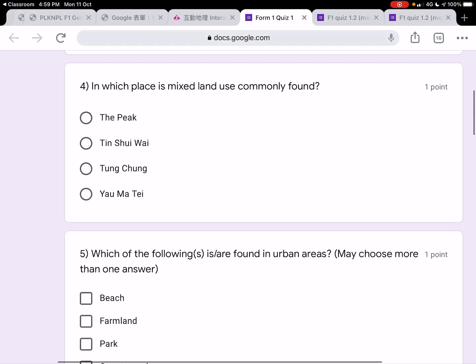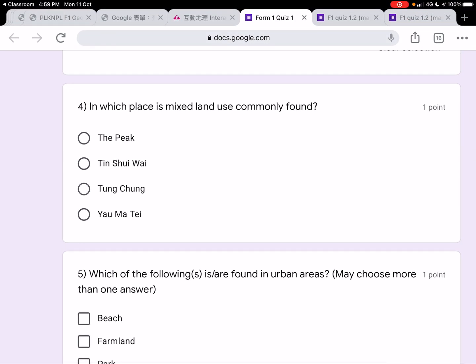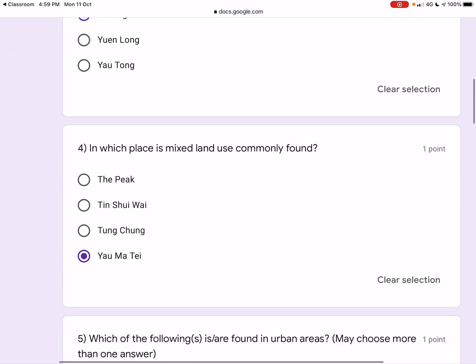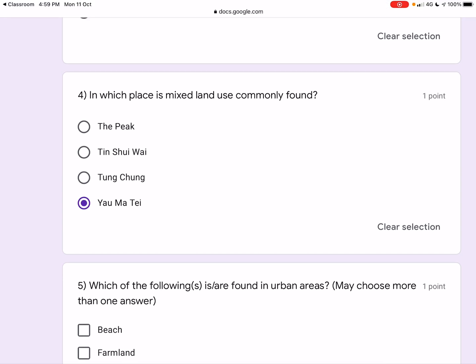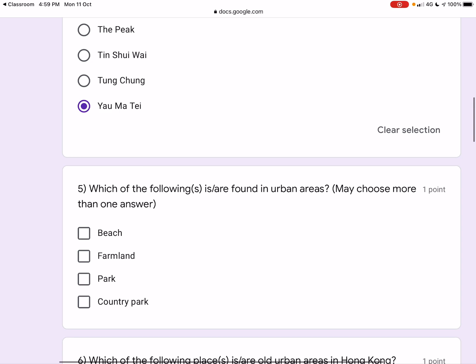Which of the following is a place where mixed land use is commonly found? It is Yau Ma Tei, because all urban areas always have mixed land use. As I've told you before, most of the old buildings, just like the ones in Tu Kwa Wan, may have a lot of residential land use upstairs, but meanwhile on the first floor or ground floor, most of them are commercial land use. For example, a store or a tutorial school, and so on and so forth. So it should be Yau Ma Tei.